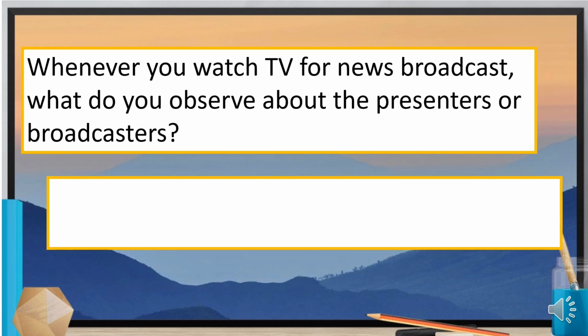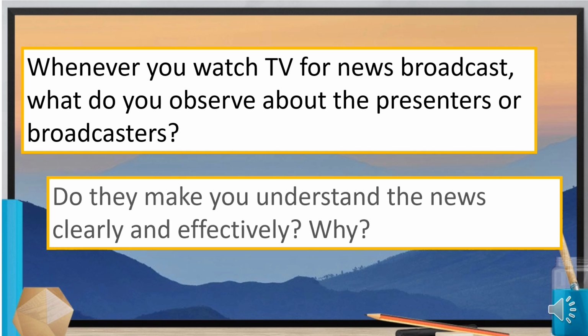Whenever you watch TV for news broadcasts, what do you observe about the presenters or broadcasters? Do they make you understand the news clearly and effectively? Why?